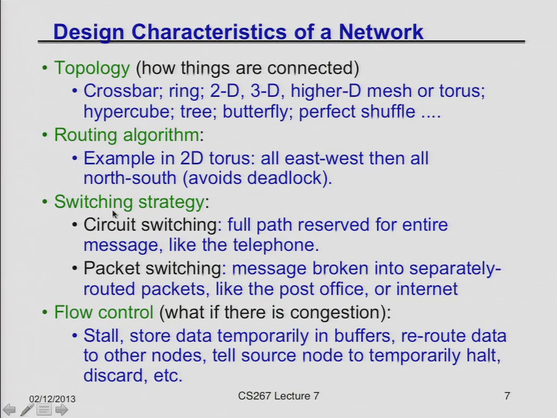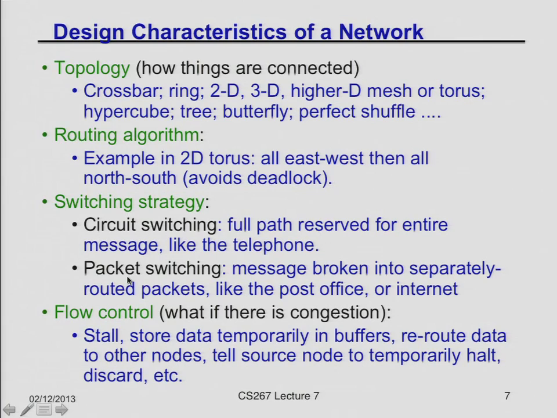Then there's a question of how the switching strategy goes. There are basically two models, the telephone and the post office. And basically the post office wins. Circuit switching is where you have to set up a connection all the way through all the wires. You have to reserve them from one side of the machine to the other, and then your message goes along without any interruption.